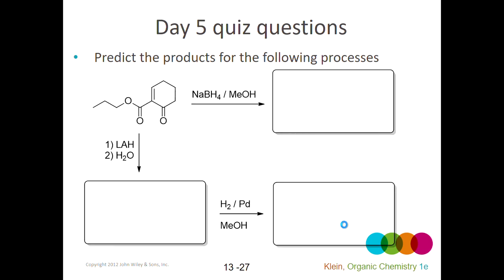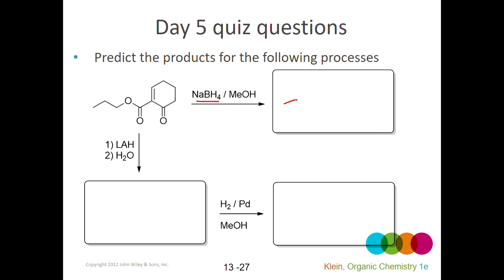All right, so that leads us to the second quiz question, applying these three new reactions. So we know NaBH4 is not very reactive. It won't do anything to the ester, but it will reduce a ketone. It also won't react with the alkene. So the only thing reacting here with NaBH4 should be the ketone.